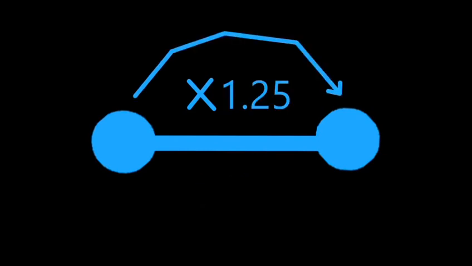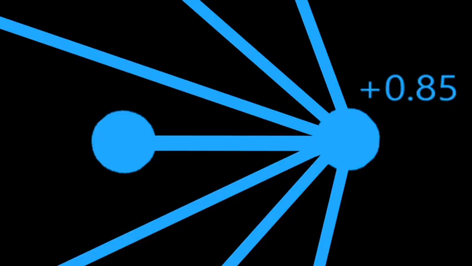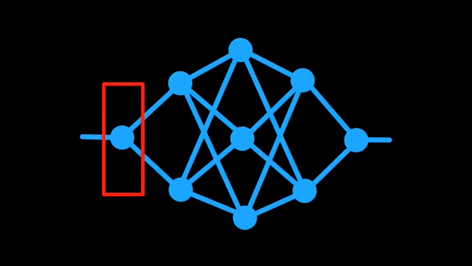When we say two neurons are connected, we mean they are connected by a weight. Here 1.25 is the weight, so the left neuron's value is multiplied by 1.25 before getting added to the right neuron's value. After all the values from the previous layer are multiplied by their respective weights, the bias is added. This is another parameter that offsets the value.